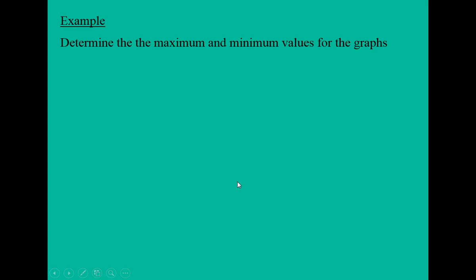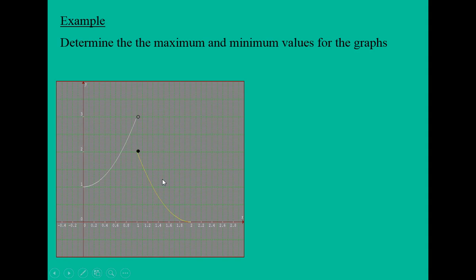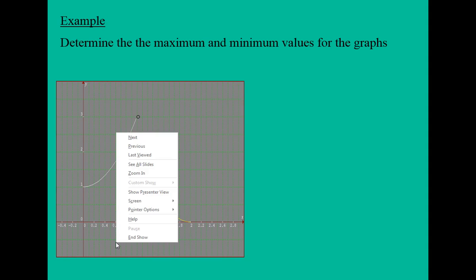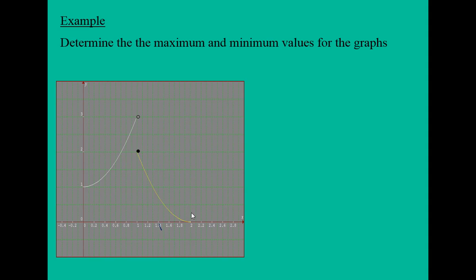Determine the maximum and minimum values for this graph. Thinking about the extreme value theorem, we should have an absolute maximum and an absolute minimum on the interval 0 to 2. So we can see that the absolute minimum value looks like it occurs at 2.